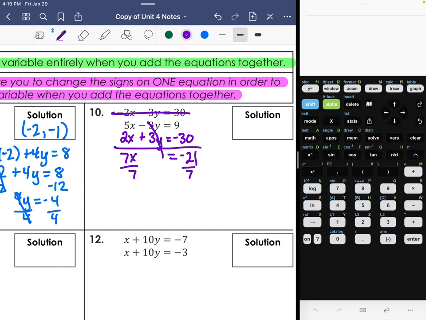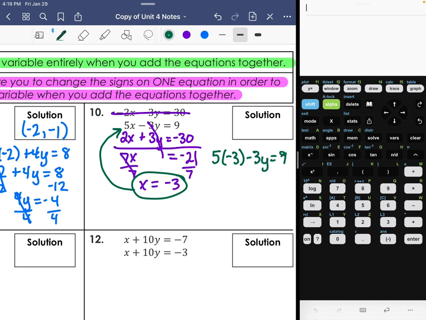Then if I just divide both sides by 7, I find out that x equals negative 3. Then I'm going to substitute that back in to this equation right here that I haven't touched yet. So I'm going to have 5 times negative 3 minus 3y equals 9. 5 times negative 3 is negative 15. So now I have a two-step equation. Negative 15 minus 3y equals 9. I'm going to add 15.